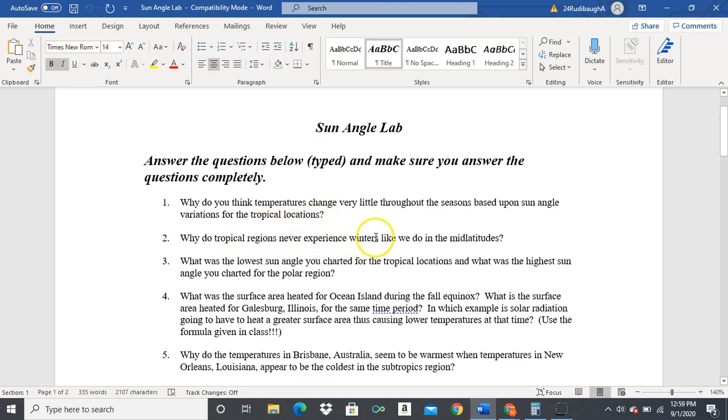For question 2, why do you think tropical regions never experience winters like mid-latitude? So you'll have your 2 graphs, the mid-latitudes and the tropical region, and in particular, look at the low sun angle time of the year and compare the lowest sun angle of the mid-latitudes, like where we live, to the lowest sun angle in the tropics, and you'll really understand why winter feels so different, say in Chicago, than it would in Rio de Janeiro, Brazil, near the equator. It really is the difference in when the sun is at its lowest angle.